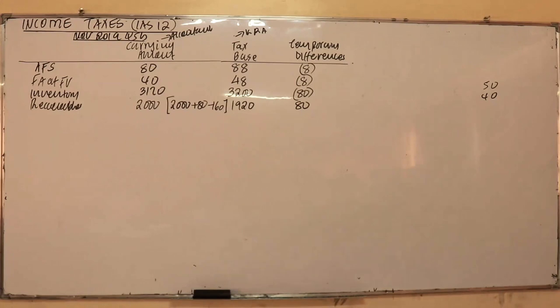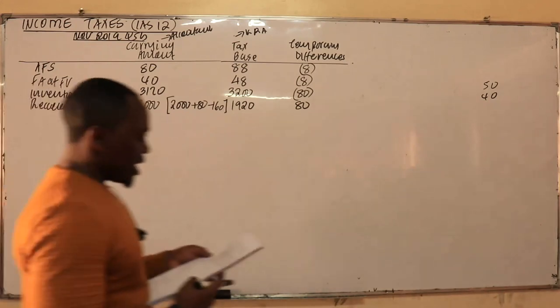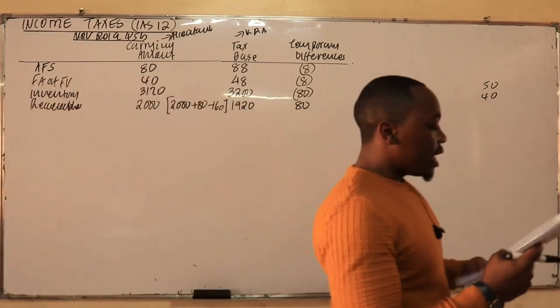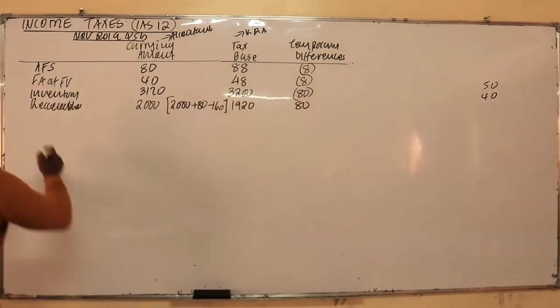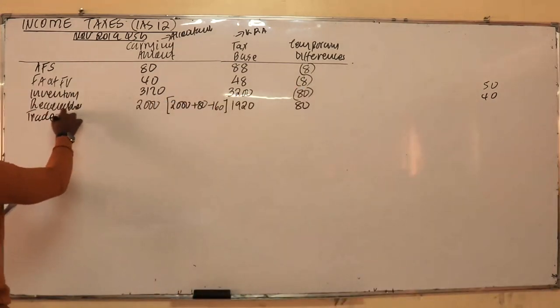Mm-hmm. So, have you understood? Good. Now, let's go to the other one. Number four. Trade and other payable. So, now we have trade payable. That's a liability. Trade payable.